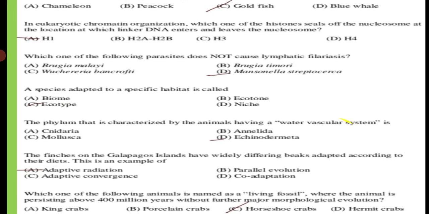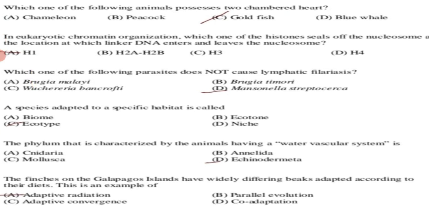Altruistic behavior. The individual behavior where the fitness of others increases at the expense of self, it matches with first. Then cooperative behavior. Individuals contribute toward the enhancement of mutual fitness, and this combination occurs in option B. So option B is the answer of this question. Then moving to the next question, which one of the following animals possesses a two-chambered heart?